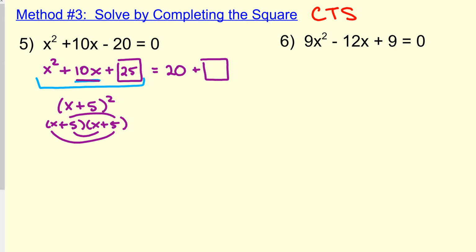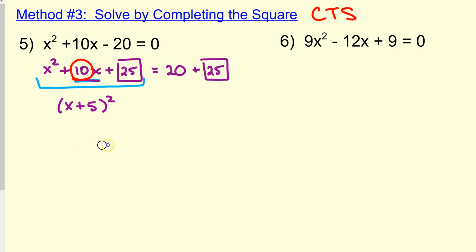Now your shortcut for that, for next time you do one, is to take this number here, cut it in half, and then square it. So half of 10 is 5, square it, you get 25. Now remember, since we add 25 to the left side, we also add 25 to the right side of the equation to keep it balanced. Okay, so let's keep going.